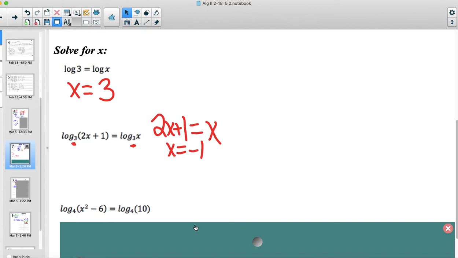Now this is where you do need to plug in values to see if they work. And in this case, they do both work. But if you ever have a negative as your final answer here, it's not going to work. And I'll show you that in our graph picture next.